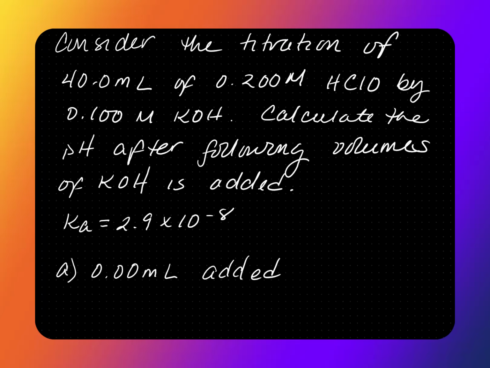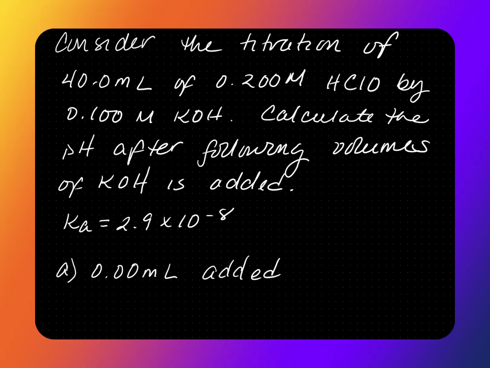So this first example we are doing is a titration of 40 milliliters of 0.2 molar hypochlorous acid by 0.1 molar KOH. Calculate the pH after the following volumes of KOH are added. The Ka is provided for the hypochlorous acid, so this is a weak acid plus a conjugate base.